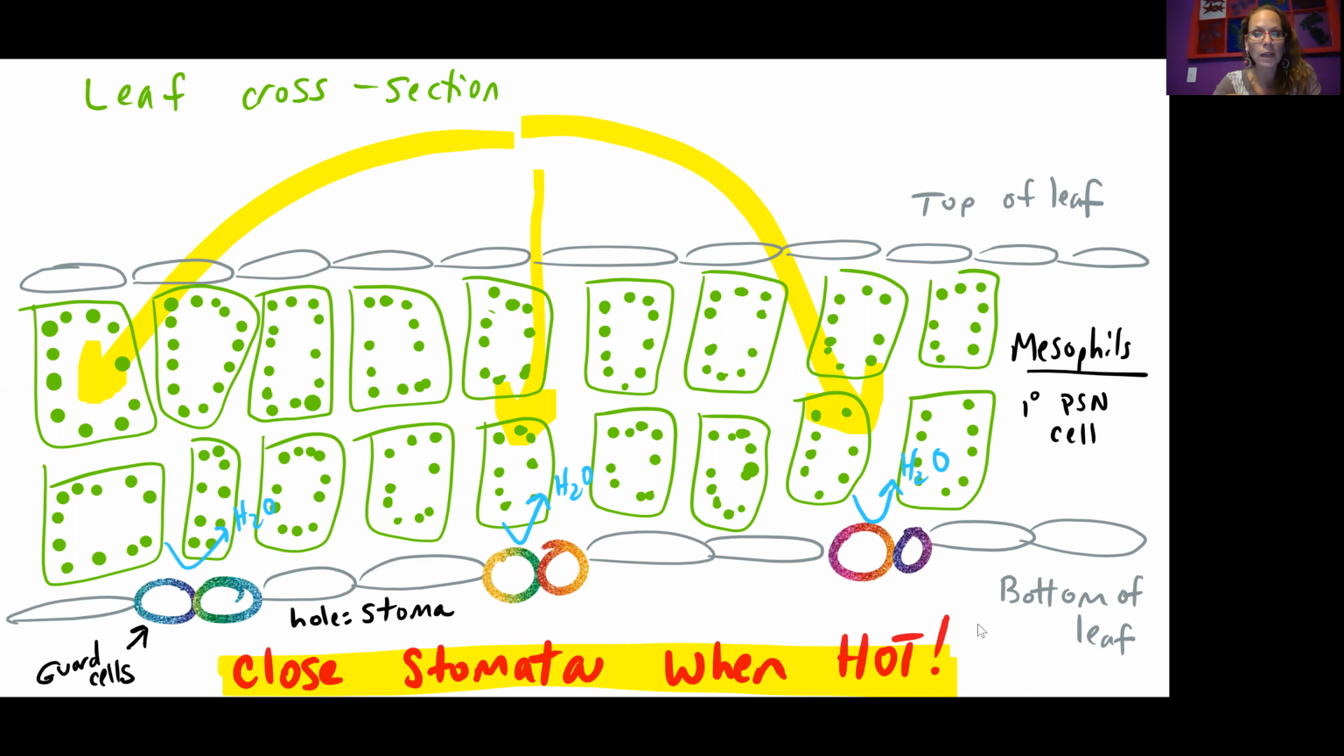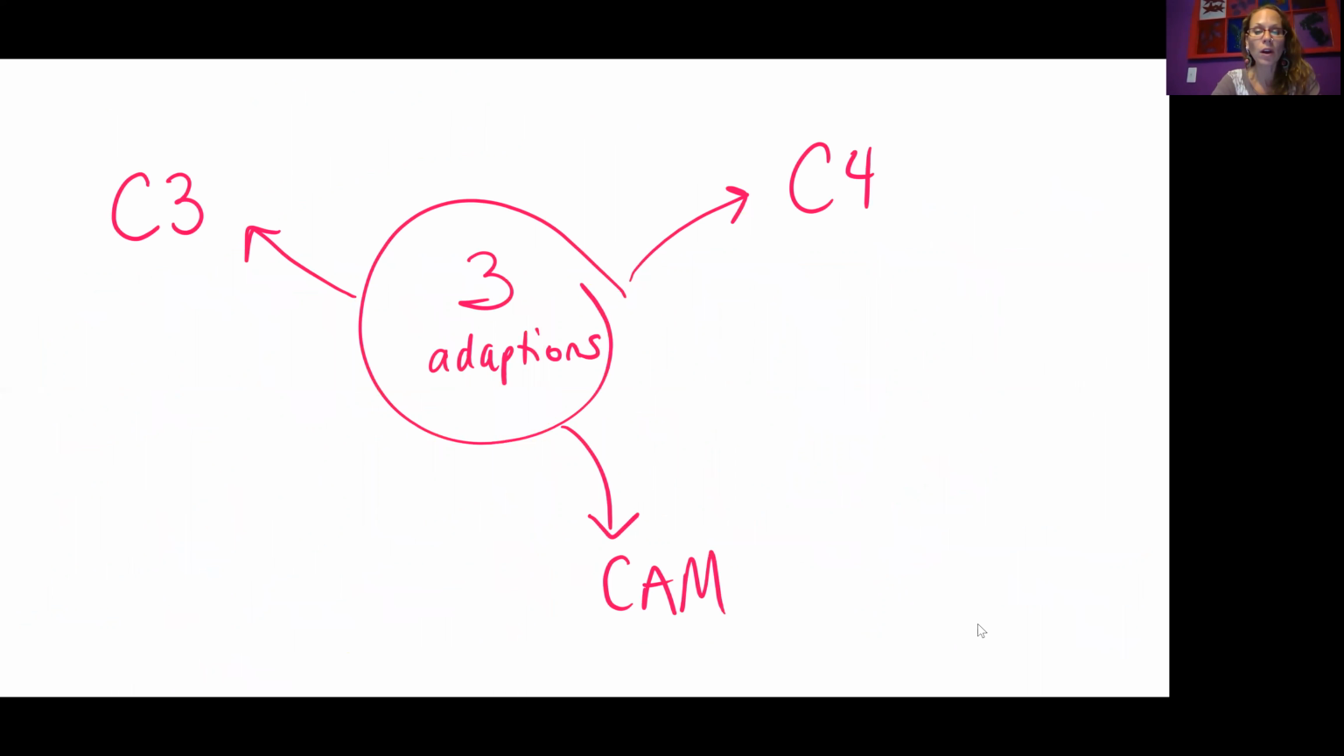So remember, when it's hot, those stomata close. The guard cells actually close up that opening. The plant has protected itself against water loss, but what about the other gas exchange that's required? There are 3 different groups of plants depending on how they handle this situation. We call them C3, C4, or CAM plants.